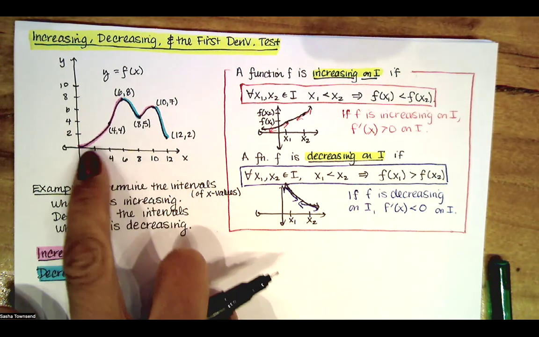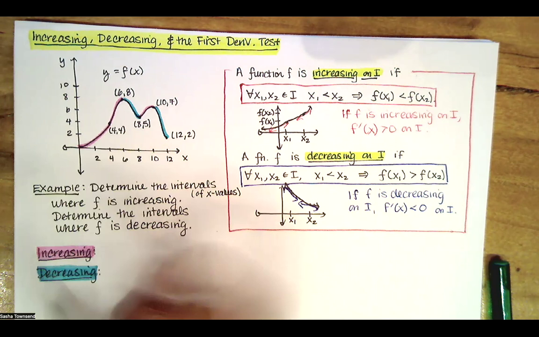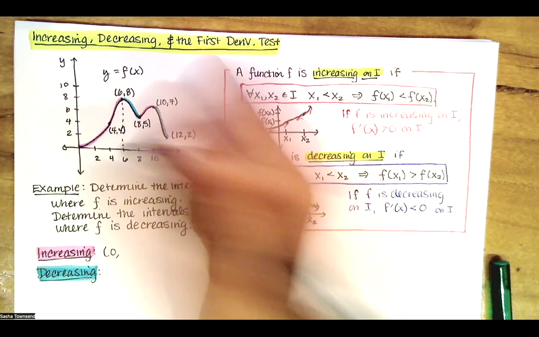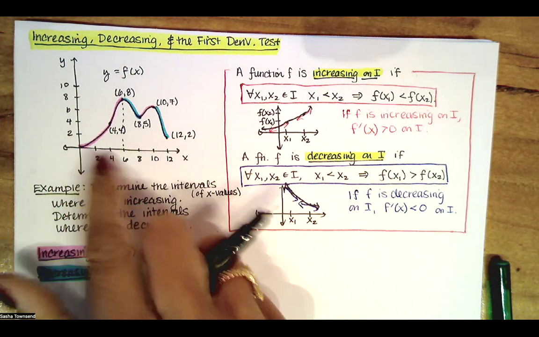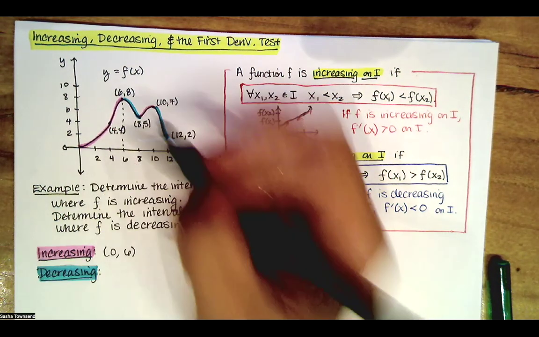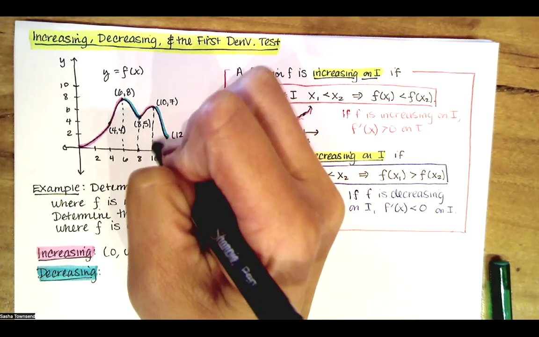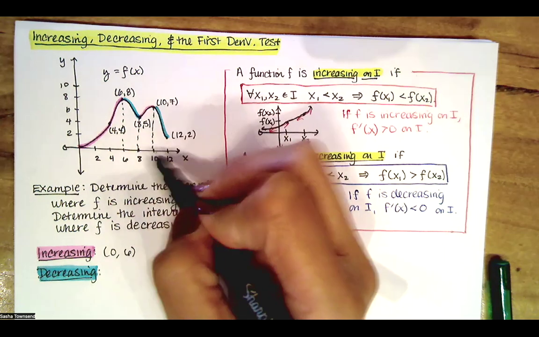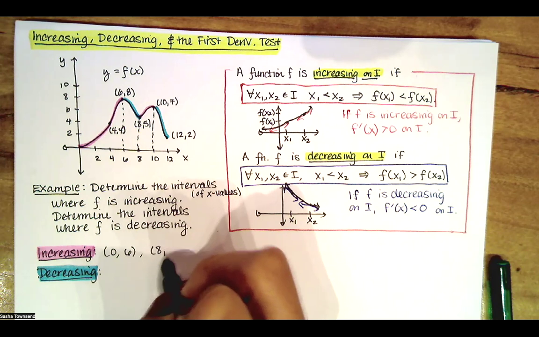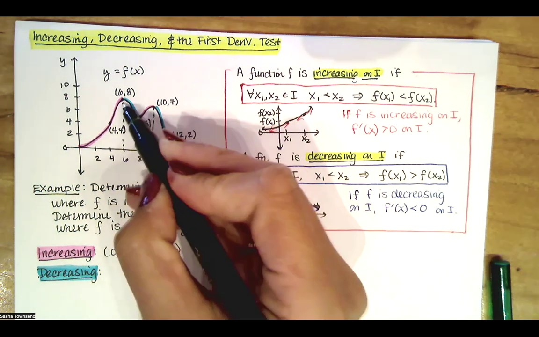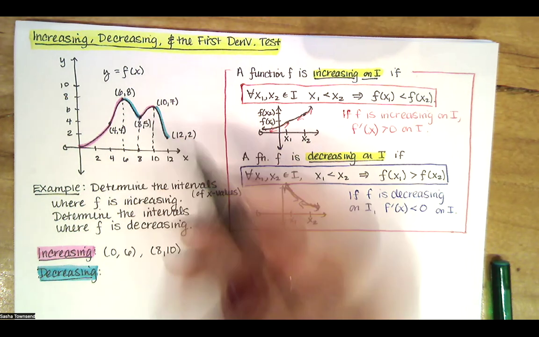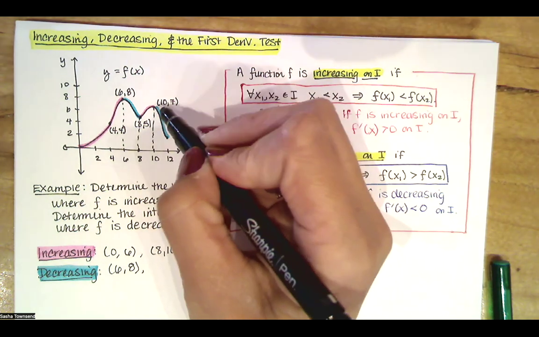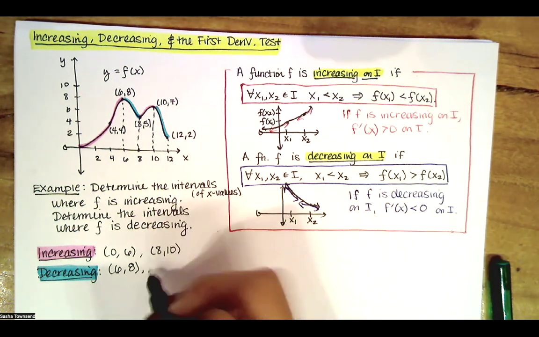So we say, okay, what are the x values on this first interval? Well, our x's started at 0, and they ended at x equals 6. So the function is increasing on the interval from 0 to 6. And then it's also increasing over here, on this interval, as the y values go up while the x's go from 8 to 10. The function is decreasing on this interval, that's x equals 6 to x equals 8. And then it's decreasing on the interval from x equals 10 to x equals 12.